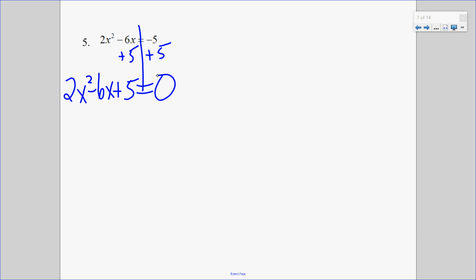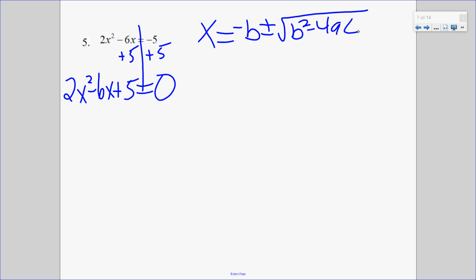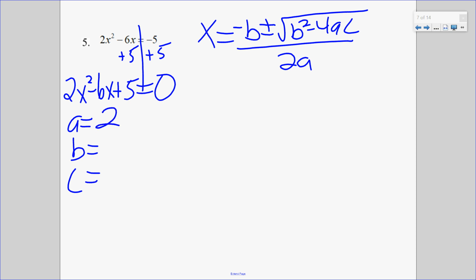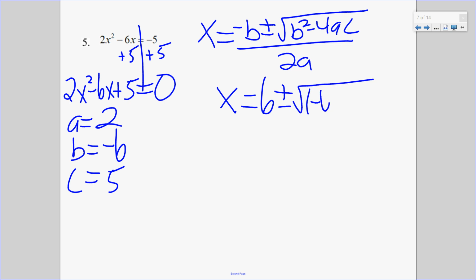No. Bulb machine's broken. X equals negative b plus or minus the square root of b squared minus 4ac, all over 2a. List your a, b, and c values. A is what's in front of the x squared, b is what's in front of the x, c is the constant. So if b is -6, then negative b is +6. Plus or minus the square root of -6 squared minus 4 times 2 times 5, all over 2 times 2.